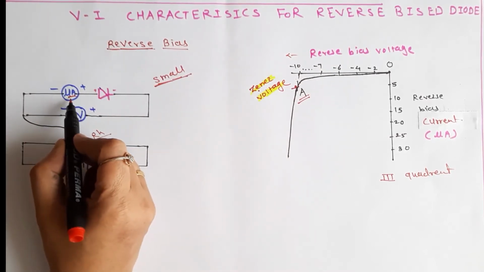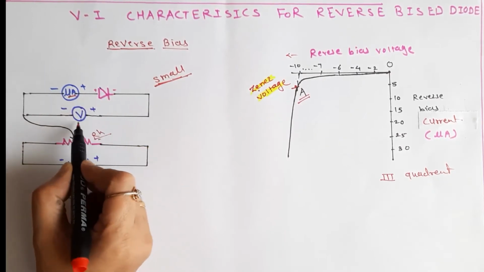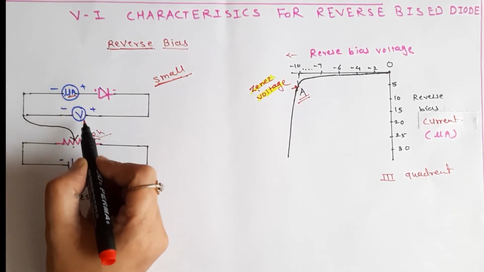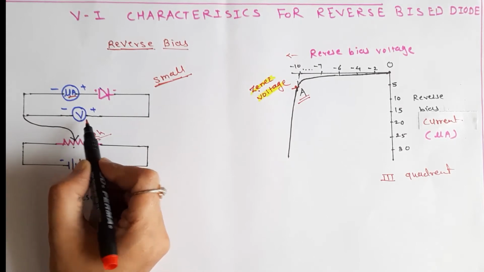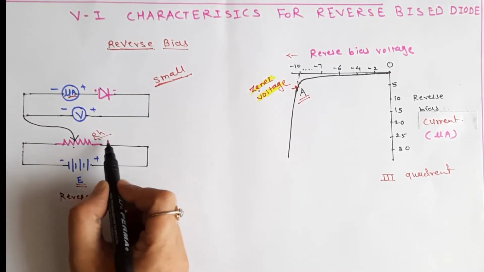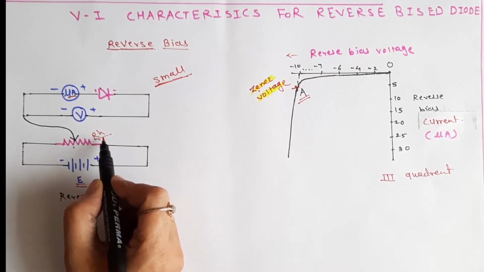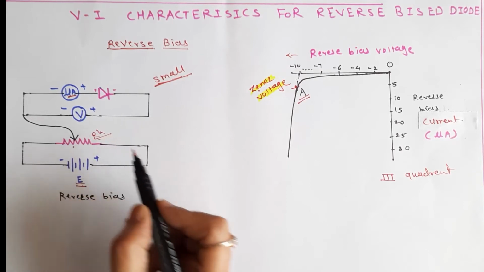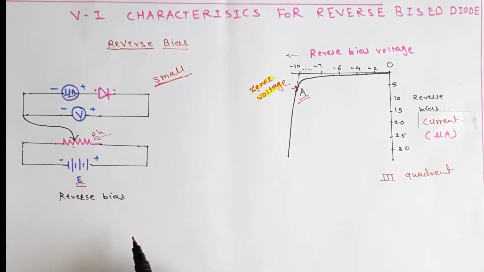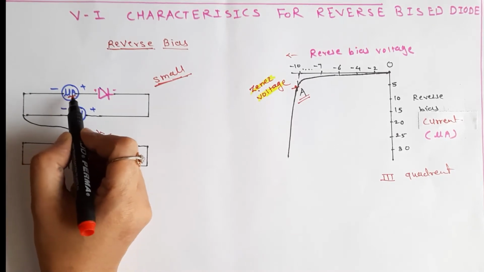This microammeter is connected in series with the diode and the voltmeter is connected parallel with the diode. This is the source and this is connected to the rheostat, variable resistance, to vary the voltage. In this case, very small current is obtained, so we have to use the microammeter.